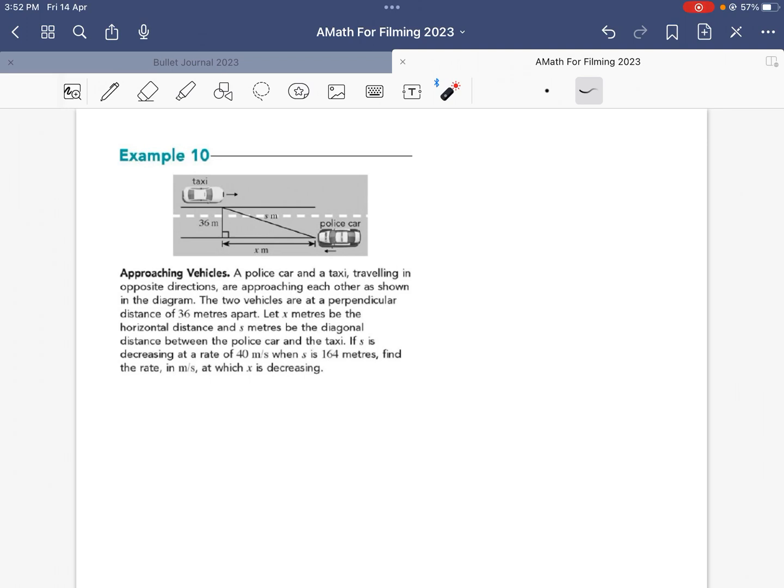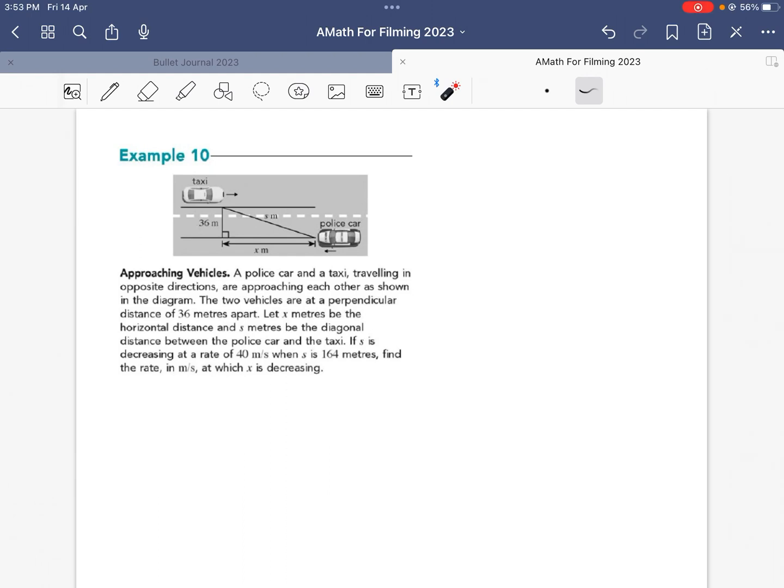There's a police car and taxi traveling in opposite directions. They approach each other. Then they are at a perpendicular distance of 36 meters apart. So that means over here, it's 36 meters. Then there's this x meters, which is a horizontal distance, and s meters is the diagonal distance. So the first thing we notice, it forms a right angle triangle. It's so nice, they help you to label there's a right angle triangle.